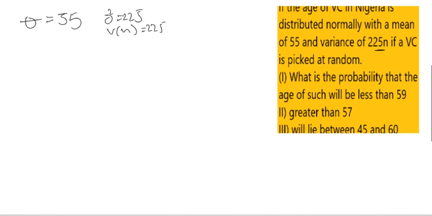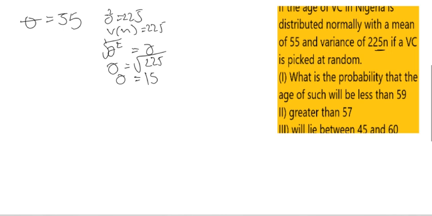Now what we need to solve this question is our mean and our standard deviation, right? The square root of variance is equal to standard deviation, because the square cancels out. So our standard deviation is the square root of 225, which is equal to 15. This is our standard deviation. This is what we need to solve the question.